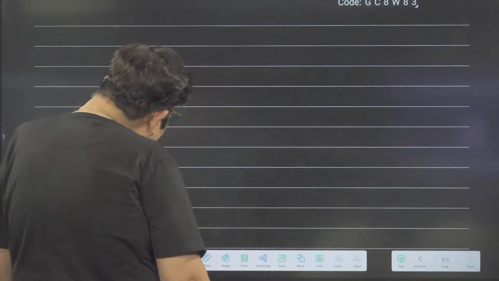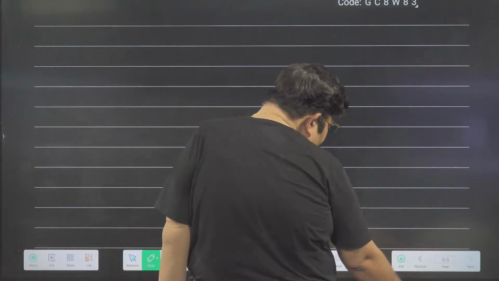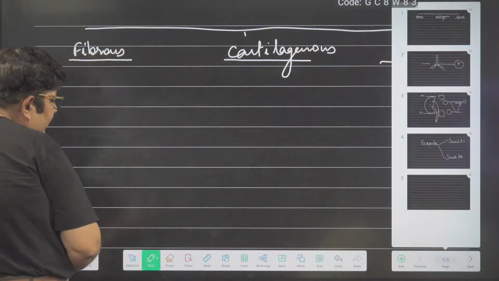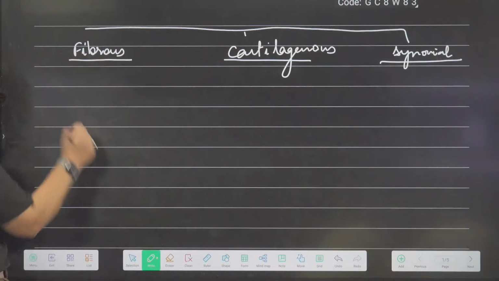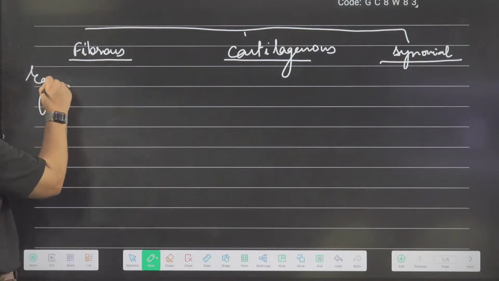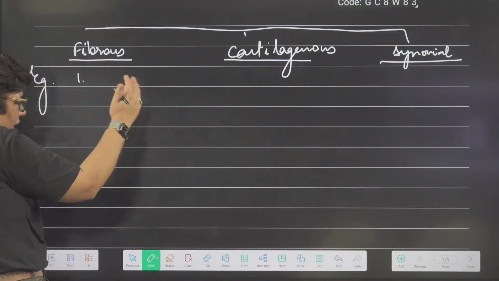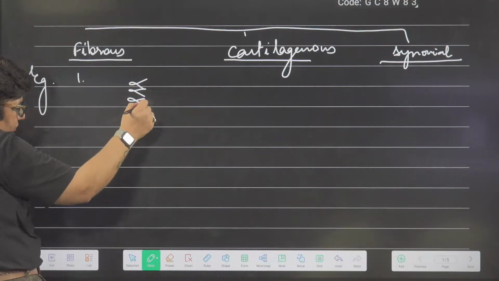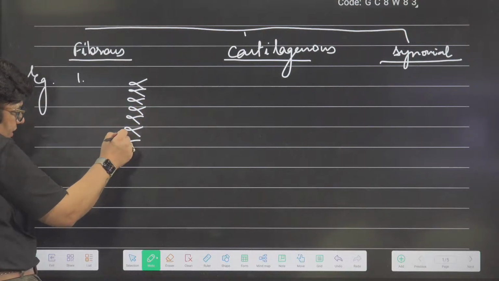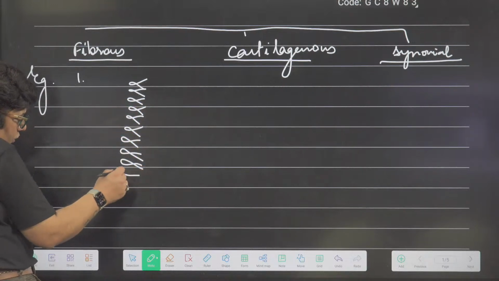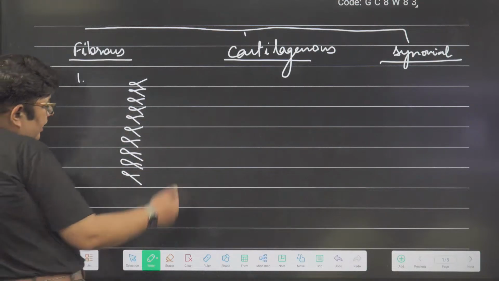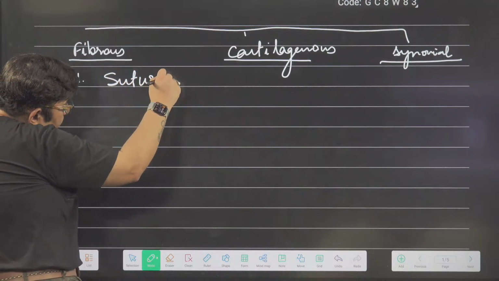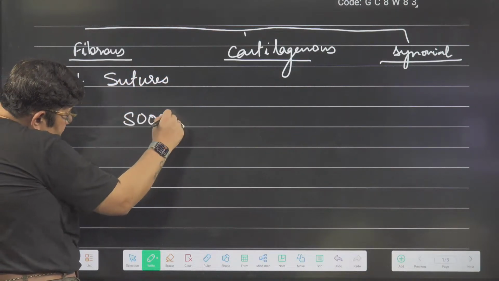Now I was discussing with you the three types of joints. We have fibrous, immovable; cartilaginous, semi-movable; synovial, freely movable. Examples of the immovable joint. Come on, bachcho. Example number one, the joint between the skull bones. It looks like we have stitched the two bones together. Because they look like stitches, we can call them sutures.